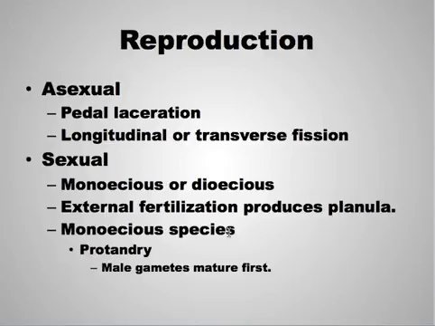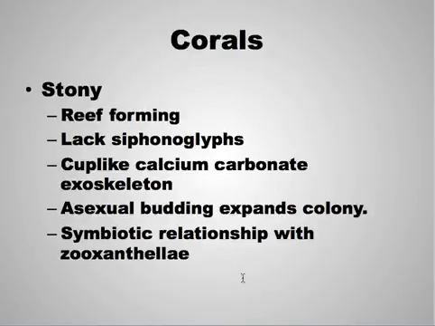External fertilization is most common and it does produce a planula. The monoecious species are protandrous, which means that they switch genders as they age. So the male gametes mature first. So you were male first, but then as you age, you turn into a female. Clownfish do the same thing. That's actually why Nemo couldn't find his quote-unquote mom, because mom turned into a dad.